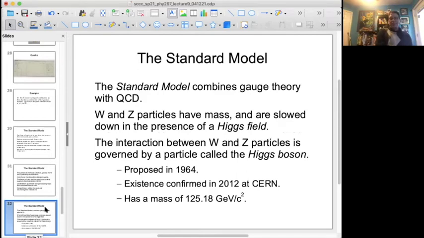So the W and Z particles have mass, but they're slowed down in the presence of a Higgs field. Interactions between W and Z particles are governed by a particle called the Higgs boson, which was theorized by Higgs in 1964. It took nearly half a century to confirm its existence, but it was finally confirmed in 2012 at CERN. It has a rest mass of 125 giga electron volts. So a proton is almost 1 giga electron volt. So it's quite a bit more massive, and that made it hard to find.